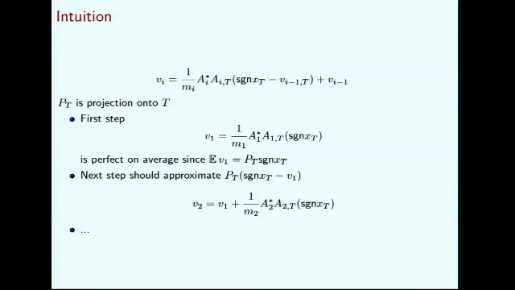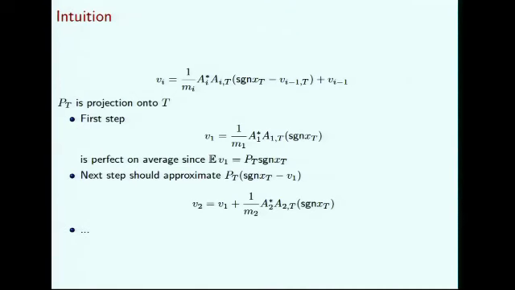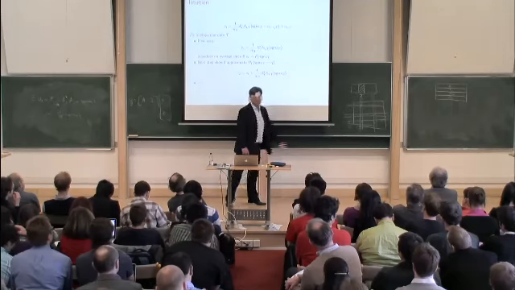Now let's look at the update. Sorry, I made a mistake when I copied this. The update should be V2 equals V1 plus 1 over M2 times A2 star A2 restricted to T times the sign of x_T minus V1. So I'm missing V1. Because really, what the next step should do is try not to approximate the sign, but the difference between the sign and my first guess. So the next step should really approximate the difference between my guess and my target. And that's exactly what the second step is doing, by the same reasons. Take V1 and then use a measurement to refine it by approximating the difference between the target and V1.